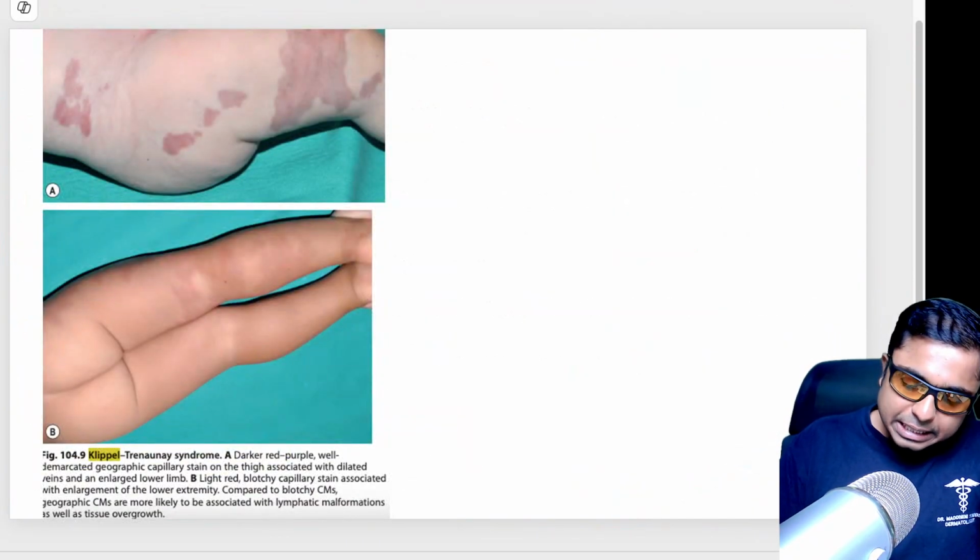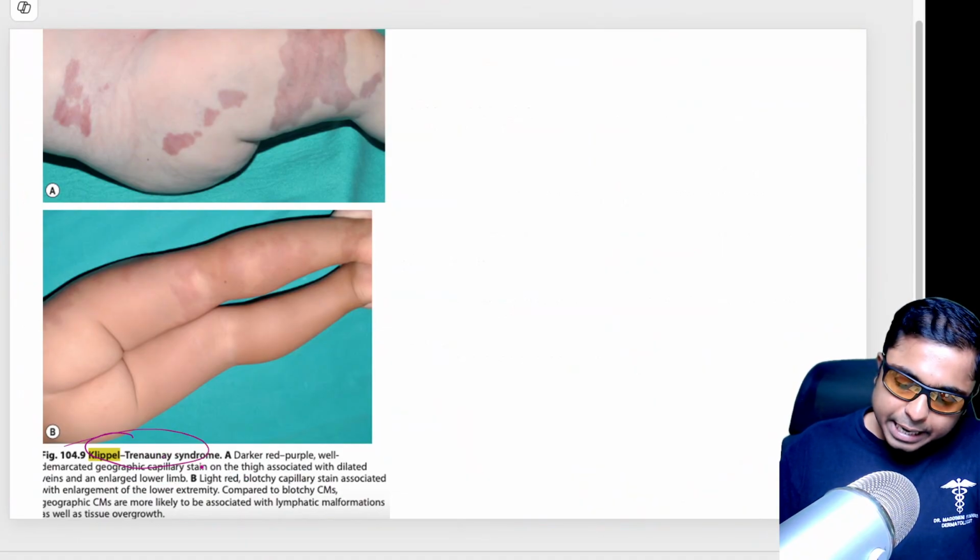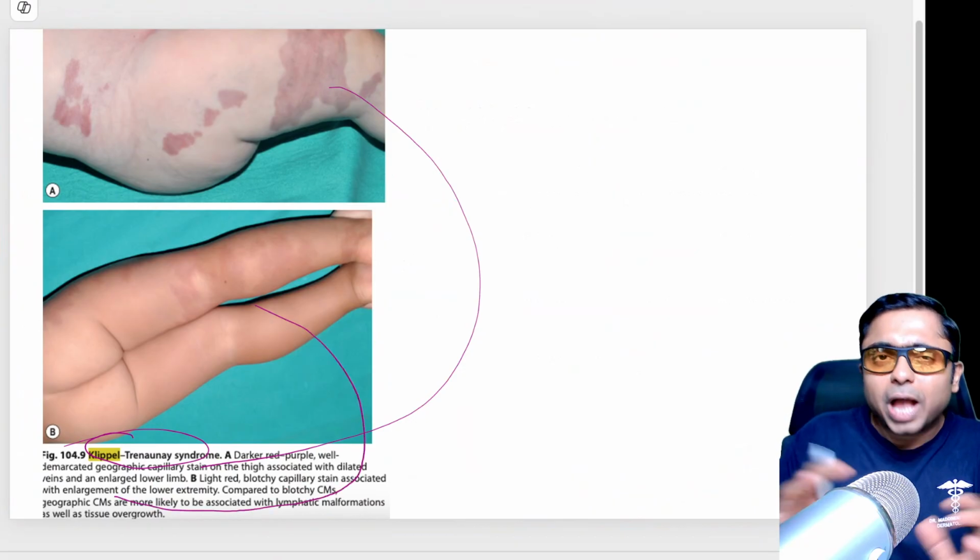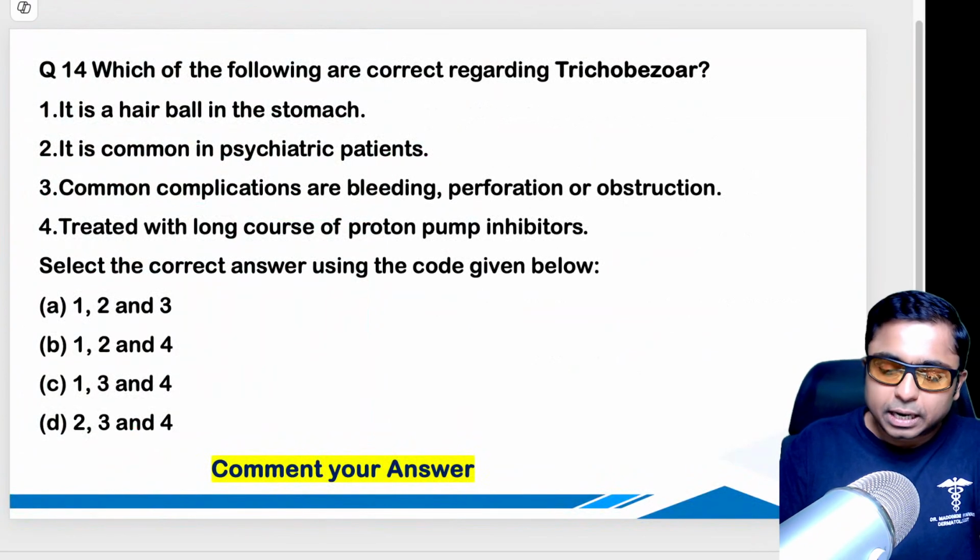So here you can see these are the pictures of Klippel-Trenaunay syndrome, where you are able to see the capillary stain here. And also there is this B, which is showing the enlargement of the lower extremities. So hypertrophy of the soft tissue and also the bone can occur.